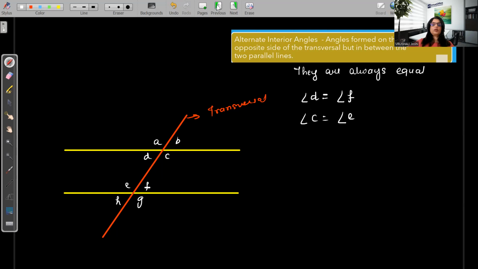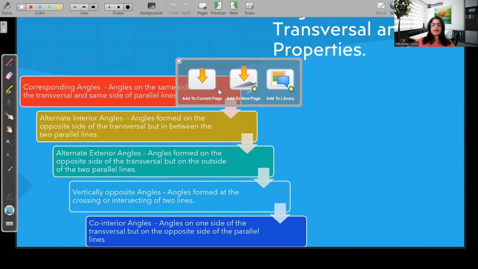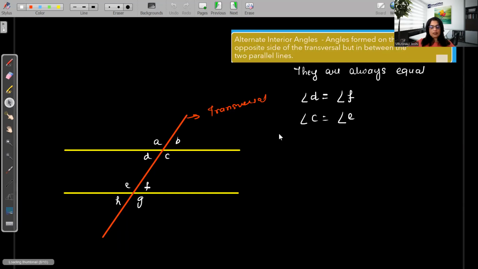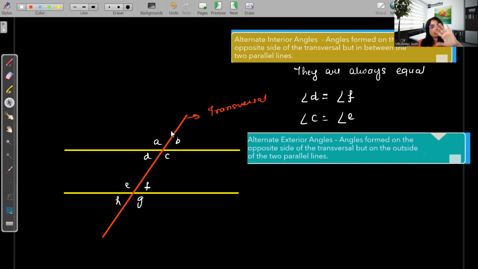On the same thing, I'm going to explain you what is alternate exterior angle. These are alternate interior angles, and this is the concept of alternate exterior angle. What is alternate exterior angle? Exterior, which falls on the outside. Conceptually, it is the same, on the opposite side of the transversal, but on the outside of the parallel line. This was in the inside of the parallel line. So, same thing, they are always equal.